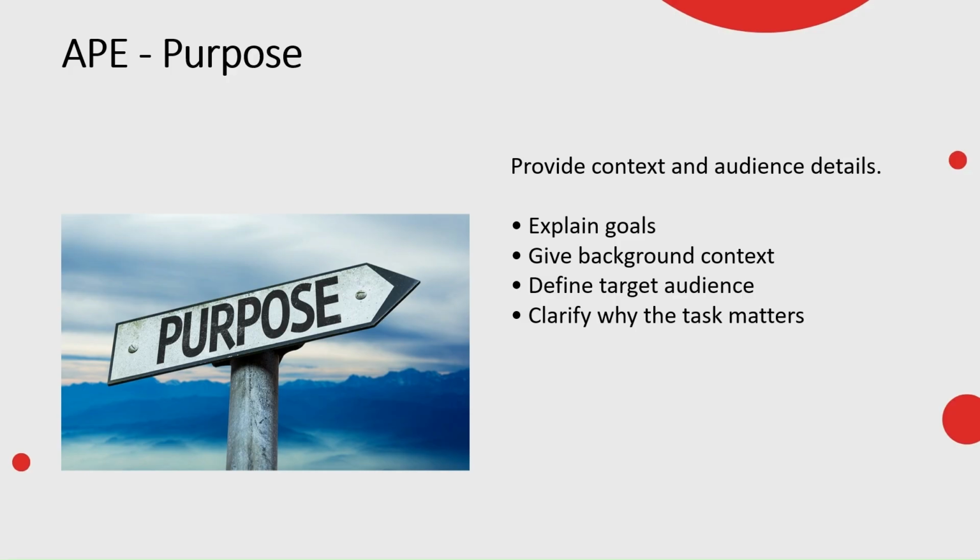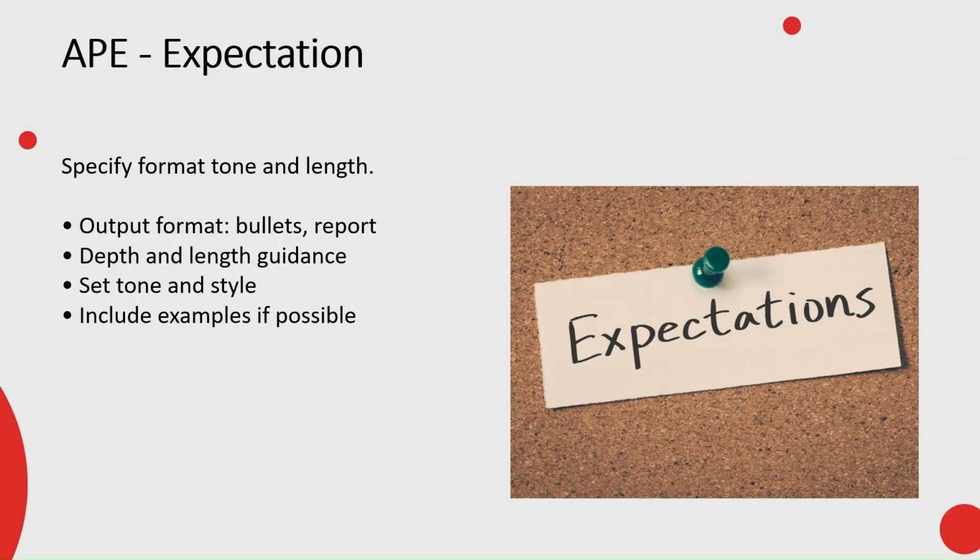Then you have purpose. The purpose provides the why. So, are you preparing a lesson for A2 adults or a C1 exam? Define your target audience. Here is the key to getting the right level of language. And then expectation. The expectation defines the format. Do you want a table, bullet points, or a formal report? This is where you specify the tone, whether it's friendly, academic, or professional.